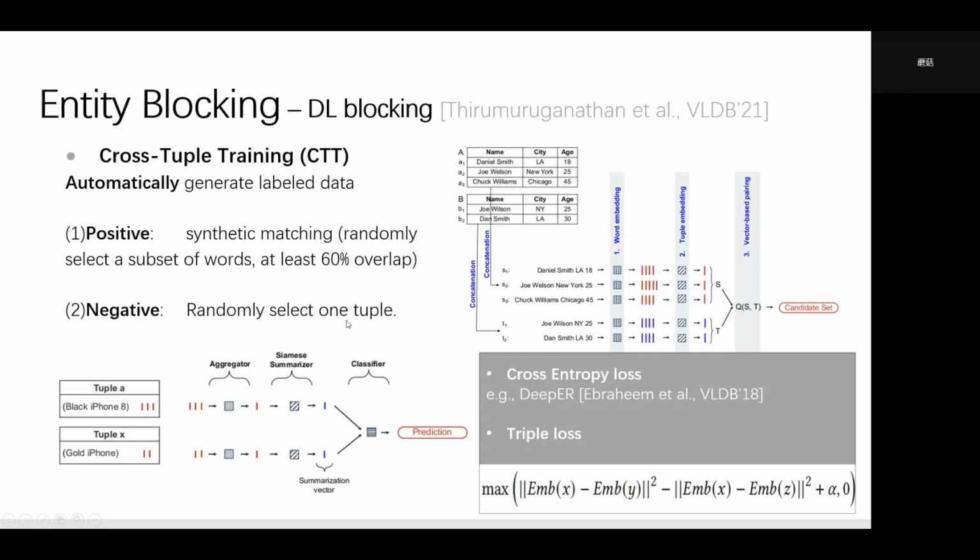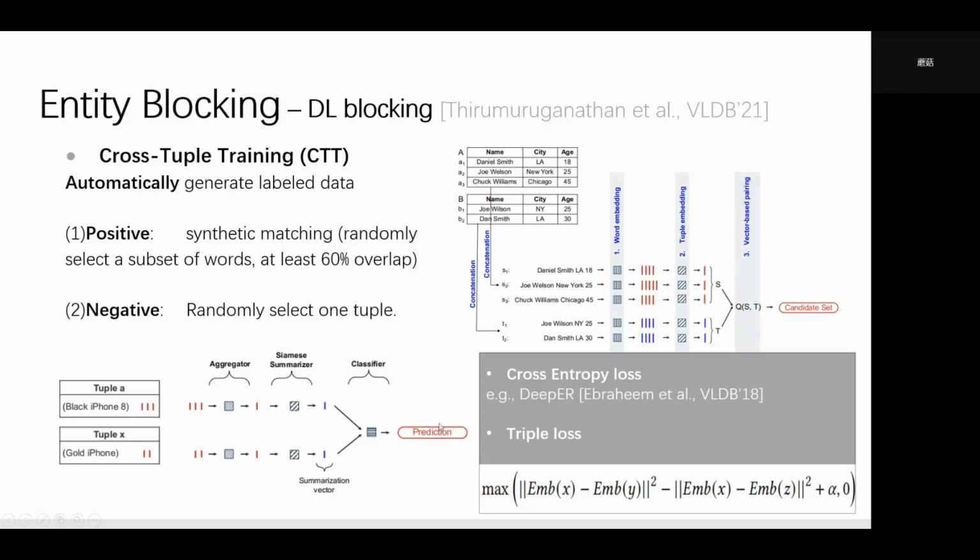Two loss functions are often used. The first one is cross entropy loss, which is widely used in binary classification problems. Triplet loss is more efficient in some representation models. The idea is that the distance between embeddings of positive pairs should be much smaller than the distance between negative pairs. Also, we can replace the classifier with cosine similarity, which we call CTT cosine.